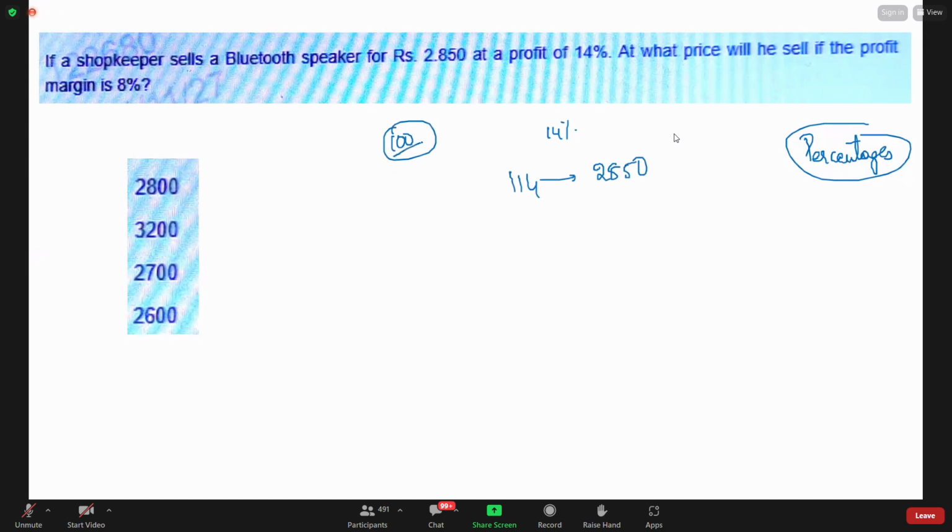What do you want to find out? You don't want to find out 100, but you want to find out, if the profit margin is 8%, what is 108. So yes, very good, 590. That is what we want. What do you have to find out? You have to find out 108.